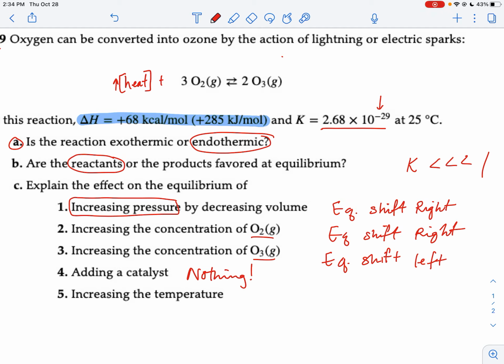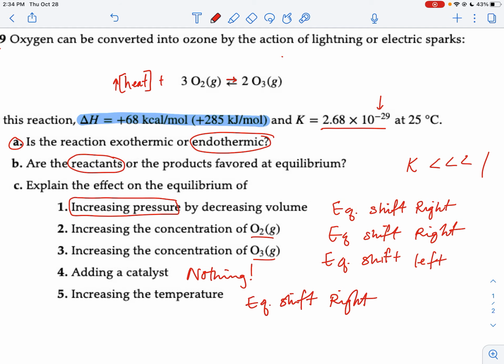We added heat. We have an excess of heat. We want to use some of it up. The only way we can do it is by running the forward reaction, which uses heat plus oxygen to make ozone. So here, equilibrium will shift to the right.